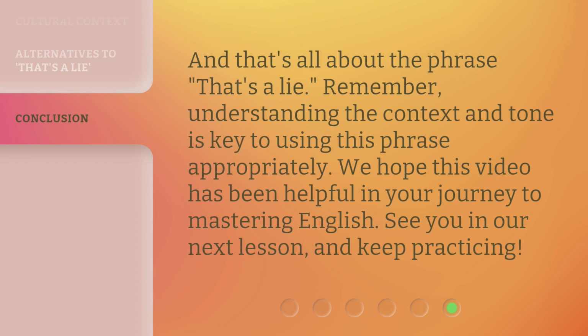And that's all about the phrase, "that's a lie." Remember, understanding the context and tone is key to using this phrase appropriately.